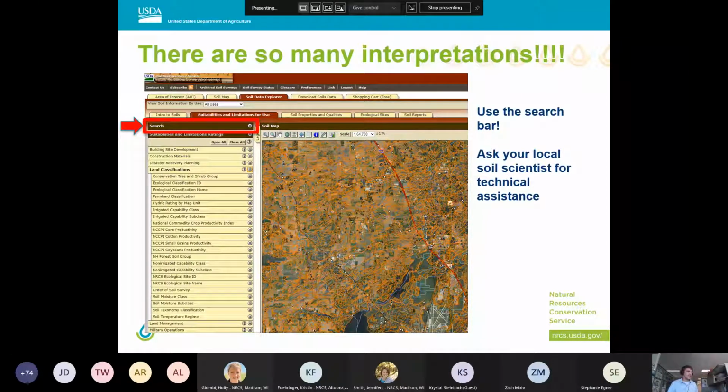So we've gone through a lot. I could only mention so many interpretations. Kristin could only mention so many properties, but I just wanted to point this out now, and I will reiterate this later, that when you're in Web Soil Survey and you can't find one of these things, really utilize the search bar. It's really helpful. There's just interpretations buried within folders, properties buried within folders, and sometimes even I, who have used Web Soil Survey for 10 years, have a really hard time finding things. So utilize that search bar, and also always feel free to ask your local soil scientist for technical assistance.